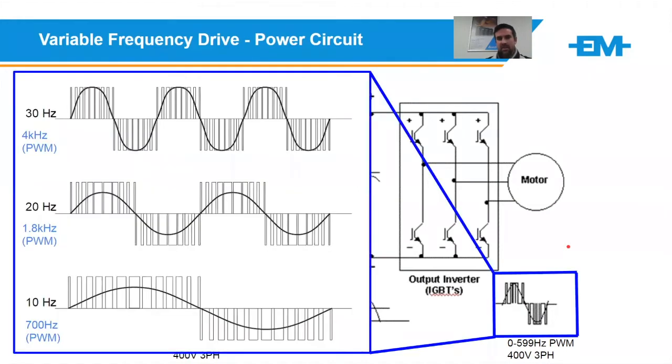Just looking at that simulated AC sine wave a little bit closer, the drive simulates the AC. So it's not a pure AC wave, but enough for the motor to think it is. So you can see the drive can control 10 hertz, 20 hertz, 30 hertz, or any speed in between those values. And by doing so, changing the switching pattern of the drive's inverter section or of the IGBTs.